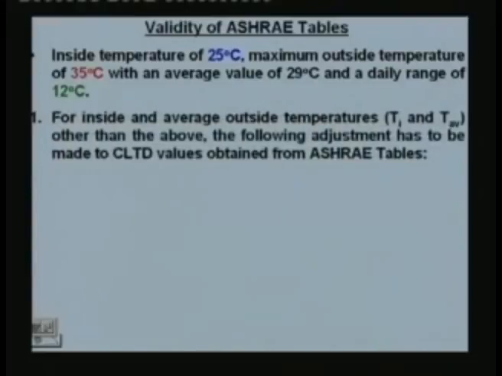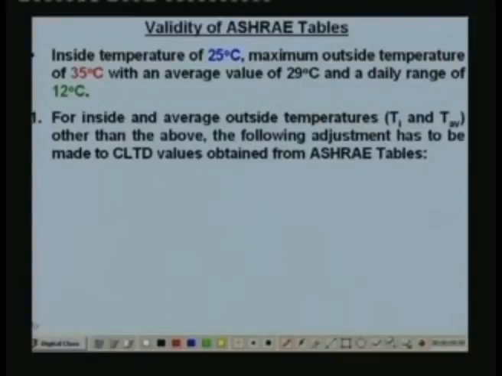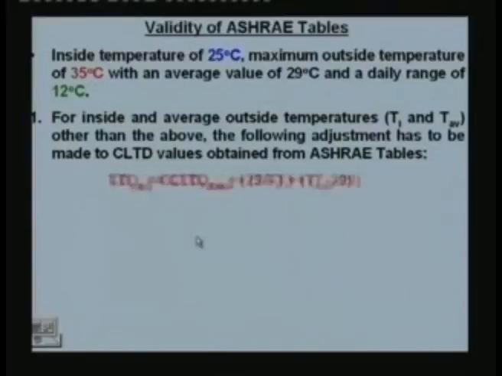Now, for inside and average outside temperatures other than the above, the following adjustment has to be made to CLTD values obtained from ASHRAE tables. Okay, so if your values are different, for example, the inside temperature is not 25 degrees but something else, similarly the average outside temperature not 29 but let us say 32, then you have to make an adjustment to the values obtained from the table. That adjustment is given by this equation.